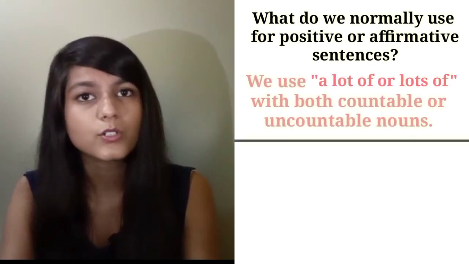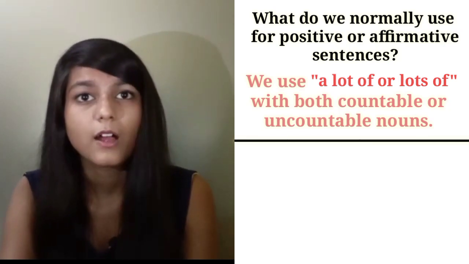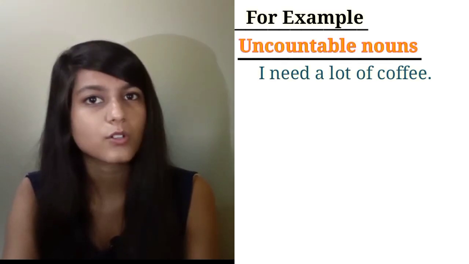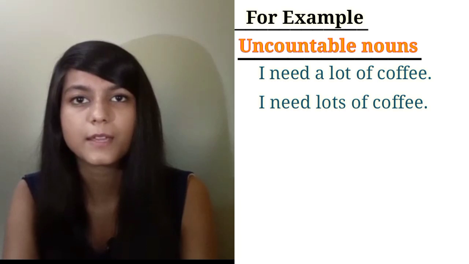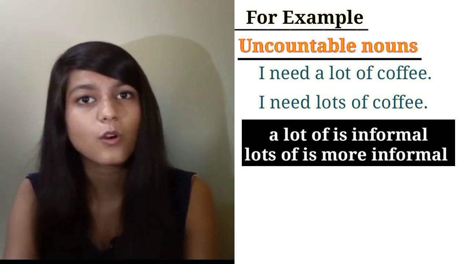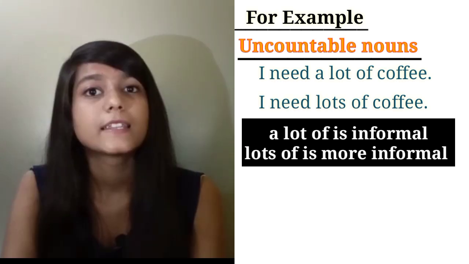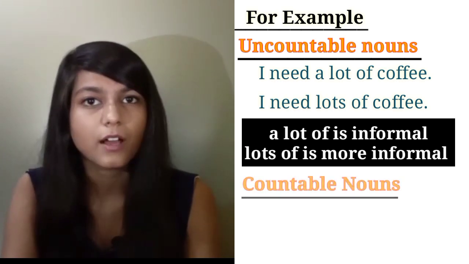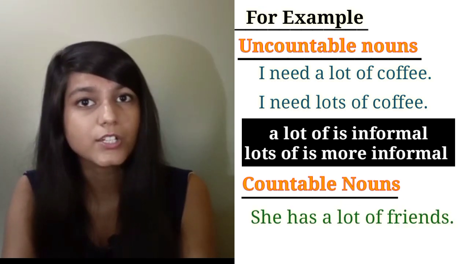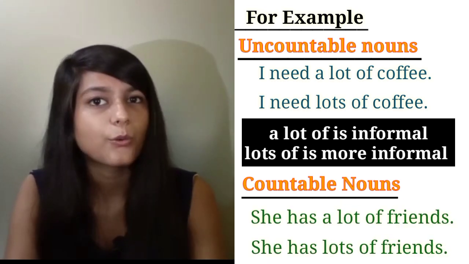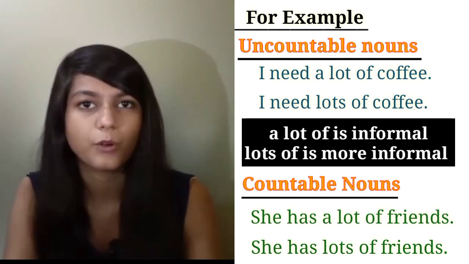We use a lot of or lots of with both uncountable and countable nouns. For example, I need a lot of coffee. Now you can say I need lots of coffee. They both have same meanings, but a lot of is informal and lots of is even more informal. The same is possible with countable nouns. For example, she has a lot of friends. Now you can say she has lots of friends. Now the only difference is that the last one, lots of, is even more informal.